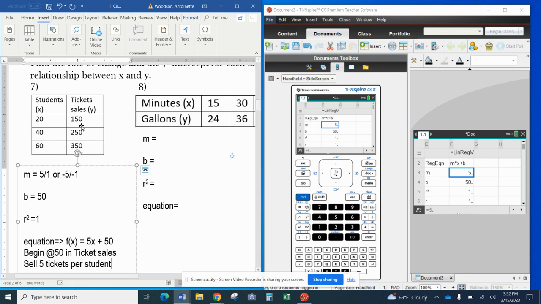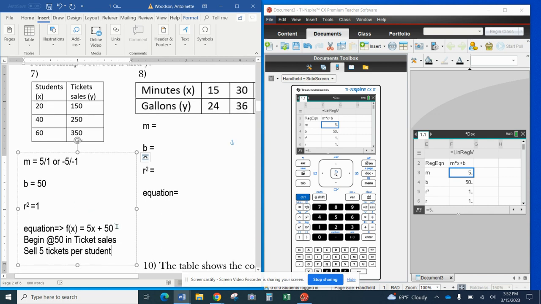They're not going to be naked numbers. So we want to make sure that we understand slope is change of y over change of x. In this case, ticket sales over students. Our slope is 5, so 5 ticket sales per 1 student. That is our slope for the 5 over 1. And then our y-intercept is 50, so we're not starting from 0 with ticket sales. In this scenario, we have already sold 50 tickets. That is why our y-intercept is 50.